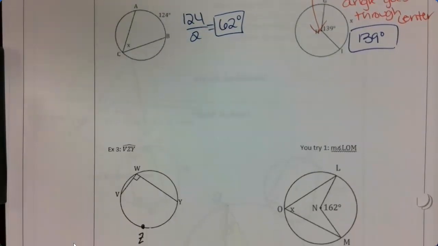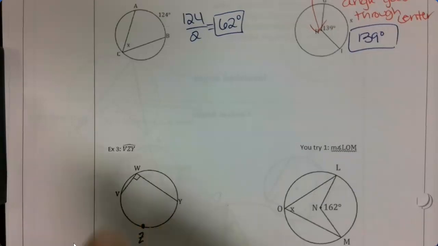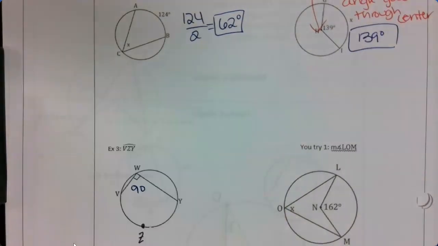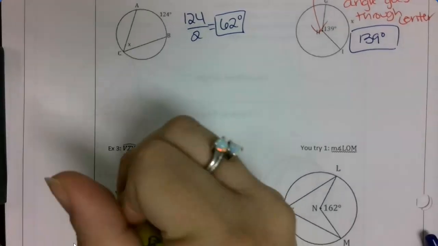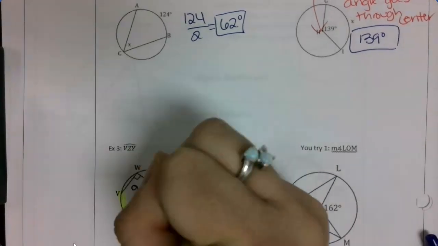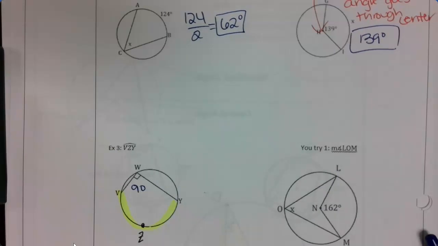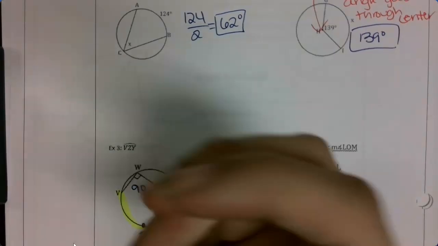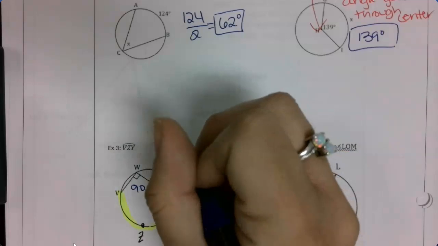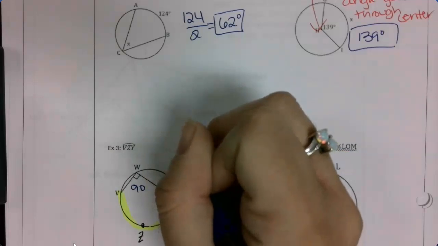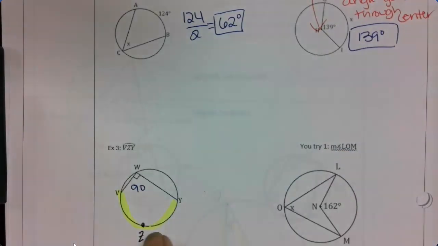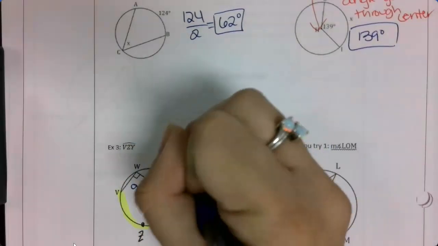On the next one, I know that the square means that it's 90 degrees. And so I want to find the measure of this arc right here, VZY. So this one is working backwards. I know that this one needs to be twice as big as that one. So I'm going to do 2 times 90.